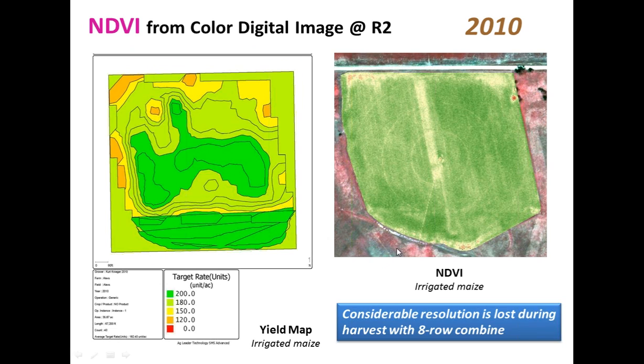If you look over here on the NDVI map, this map is really generated with 3 colors: red, yellow, and green. And yet, we see a whole lot more with the NDVI map generated with the imagery. That's because the pixels are so much smaller. The pixels are 60 centimeters on the NDVI map, and over here on the combine, it's about 8 meters.